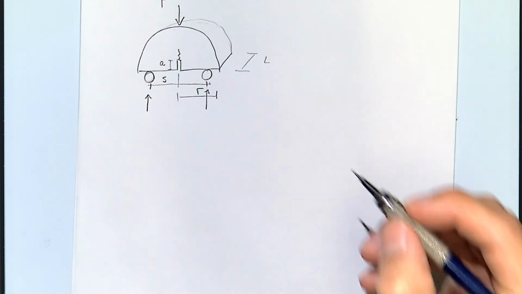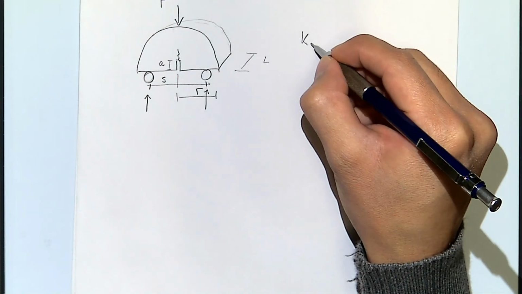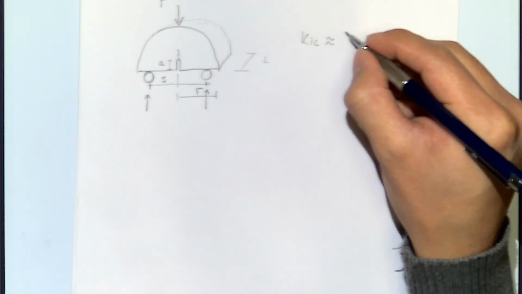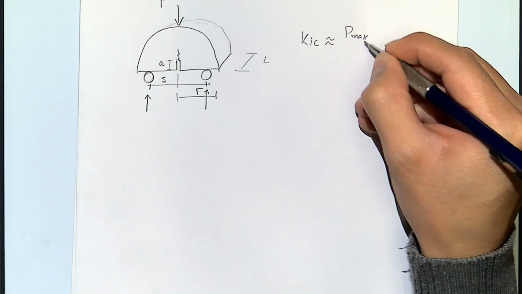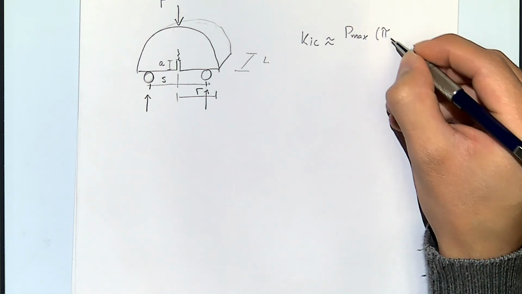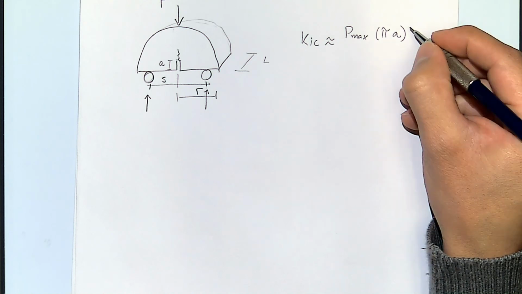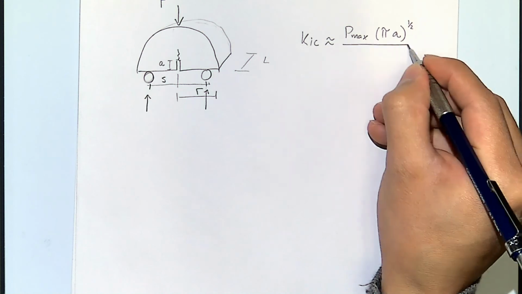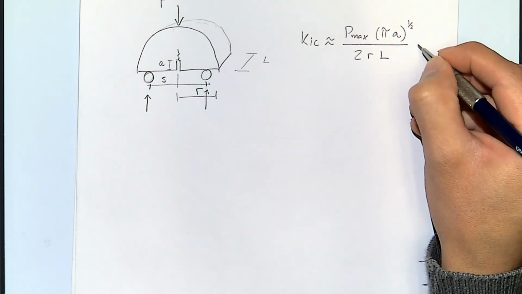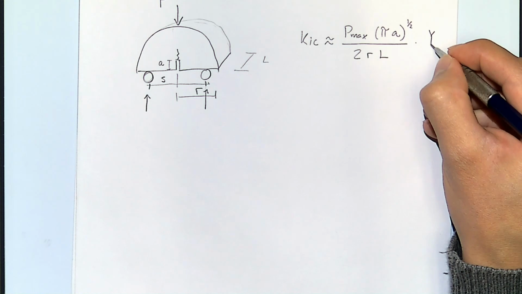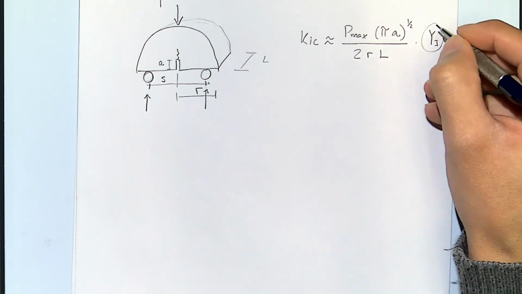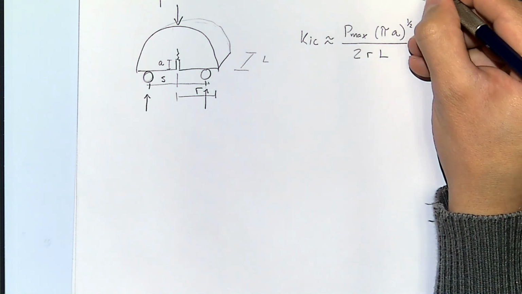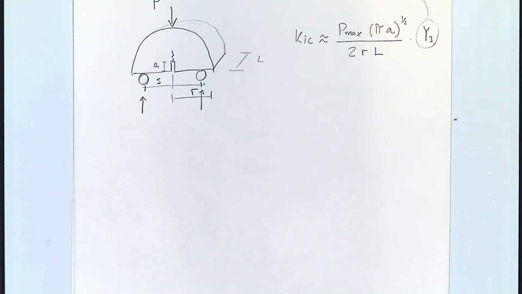And the fracture toughness in this case is going to be approximately equal to the maximum force times the square root of pi A. So this is very similar to the equation that we saw before, divided by 2 times R L times a coefficient that depends on geometry. And in our case, according to the settings that we have, it is more or less equal to 5. Okay?